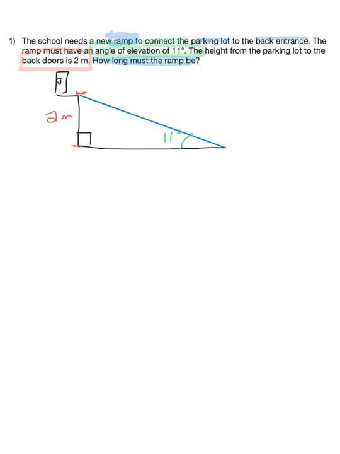Last of all, we're asked how long must the ramp be? Well, we've got our height that goes from the ground up, right? That's height. So the other dimension here would be our length. So this is our unknown value here.